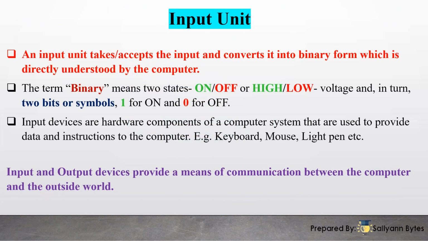The first component of the computer system is the input unit. So what is an input unit? An input unit takes or accepts the input and converts it into binary form, which is directly understood by the computer. What is the term binary? The term binary means two states, on or off, or high or low voltage, and, in turn, two bits or symbols, 1 for on and 0 for off.